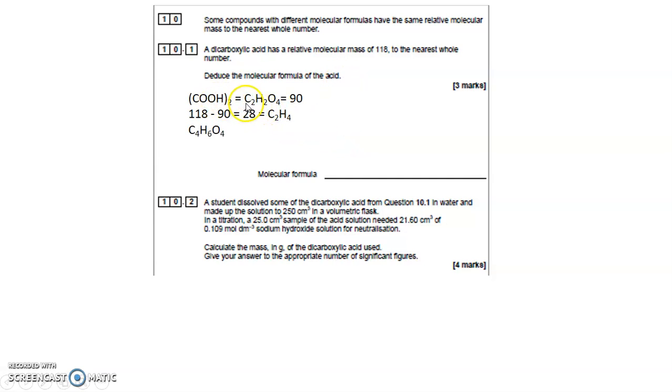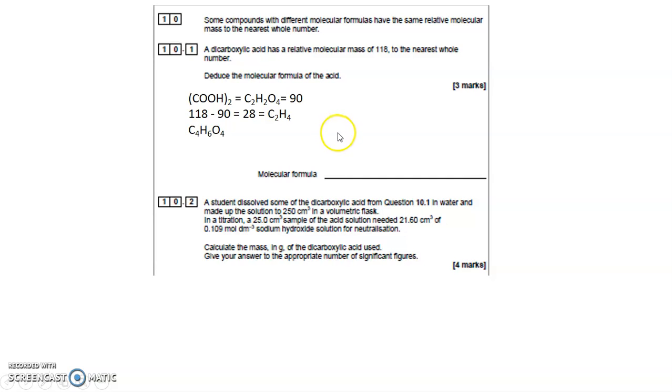So if a dicarboxylic acid has got COOH twice, then that's a 12, two 16s and one, and I've got two of those. So the two carboxylic acid groups, the two COOH groups, come to 90. So the remaining bit is 28. So I can work out the remaining bit must have C2H4 in the middle of it. So it's got COOH.